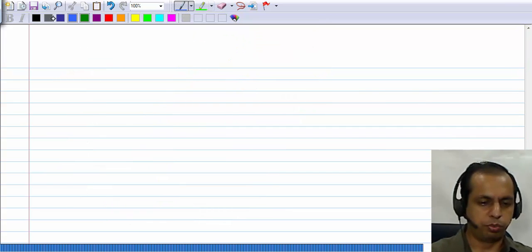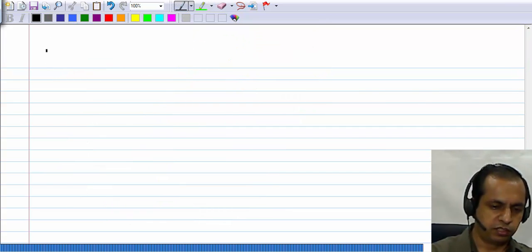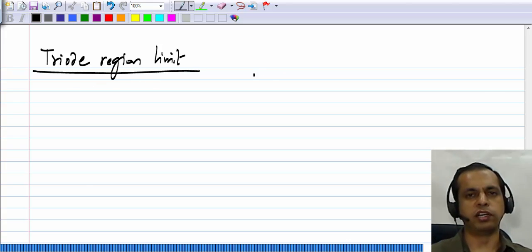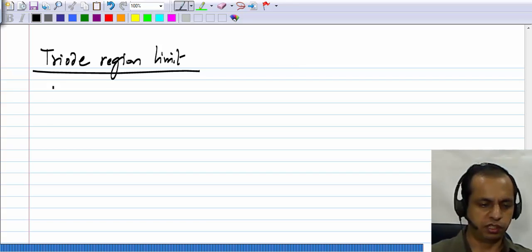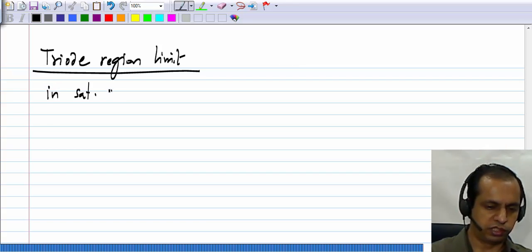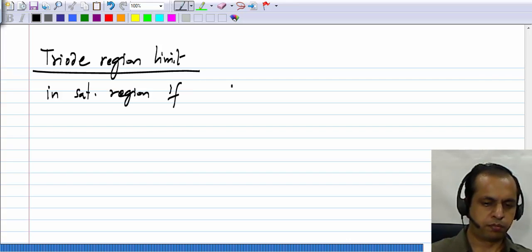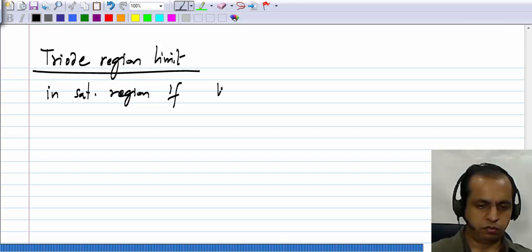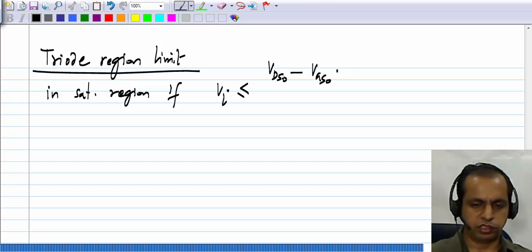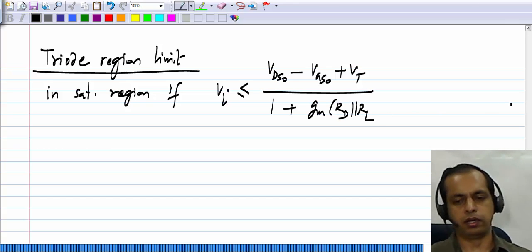Now if we do it for our particular circuit, what do we get? First, the triode region limit. When I say triode region limit, this inequality is written so that the transistor remains in saturation region. It is in saturation region if Vi is less than or equal to VDS0 minus VGS0 plus the threshold voltage, divided by 1 plus the gain Gm times Rd parallel RL.